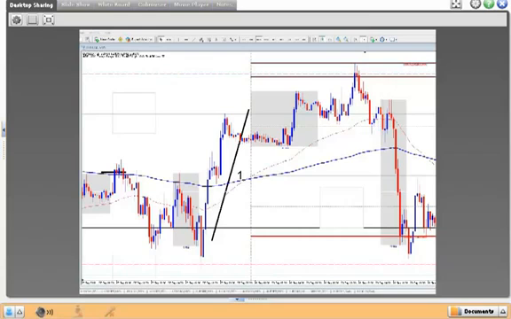Another tip is select deep manipulation points. If you see two high probability areas, only trade off the deeper one. Yes, that's going to mean you're going to miss some trades, but it's going to keep you out of a lot of bad trades. Another thing is your risk reward.